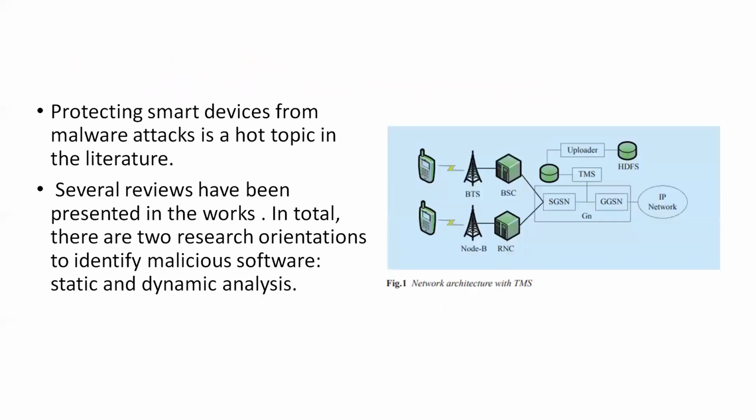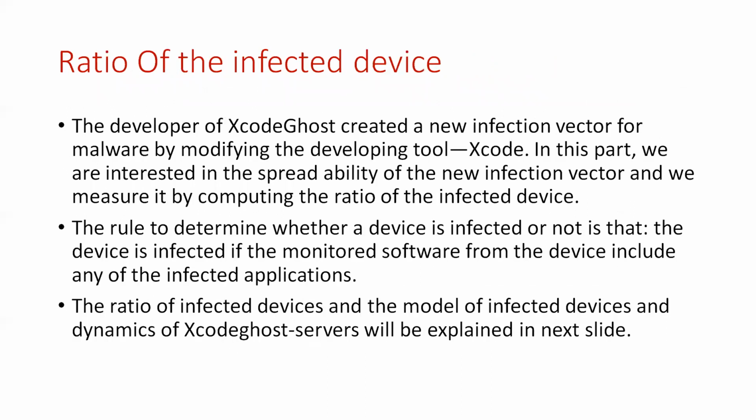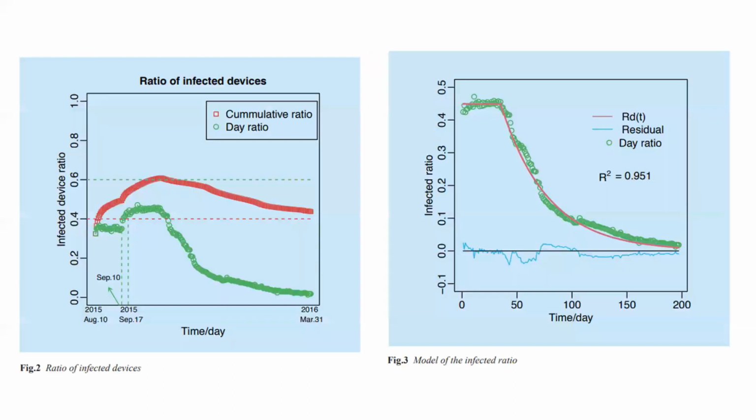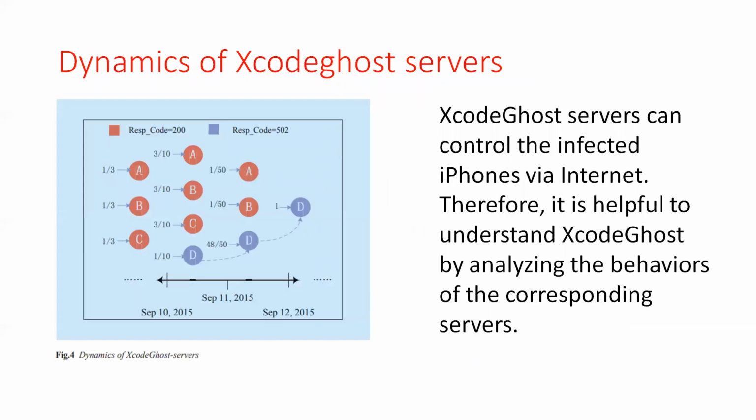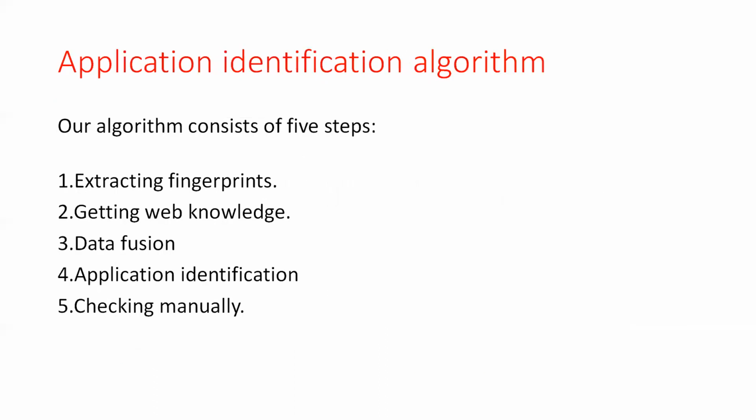This is about a network architecture, figure 1, and the ratio of the infected device. Here is how to know whether the device is infected or not. The condition is given, and here are the ratio of infected devices and model of infected devices, two graphs. And here are the dynamics of Xcode Ghost servers and the access time characteristic. The application identification algorithm consists of 5 steps. Once again: extracting the fingerprints, getting web knowledge, data fusion, application identification, checking manually.